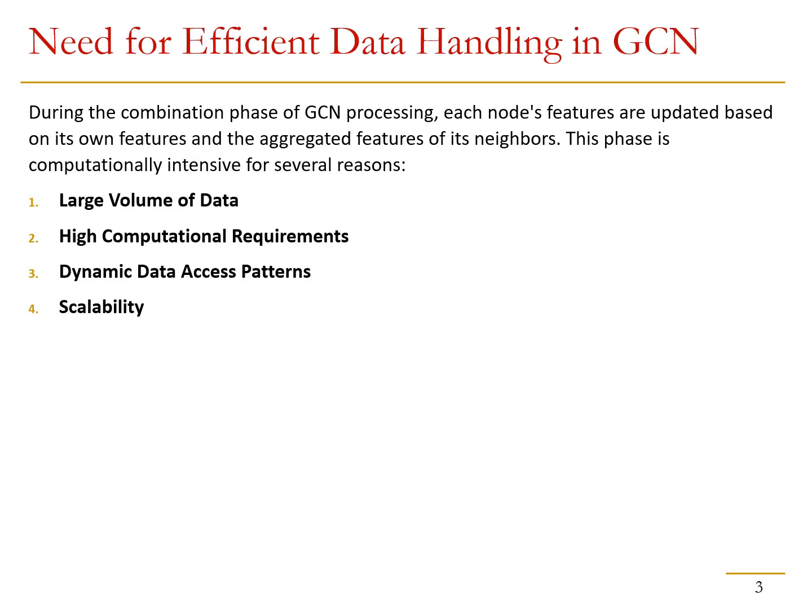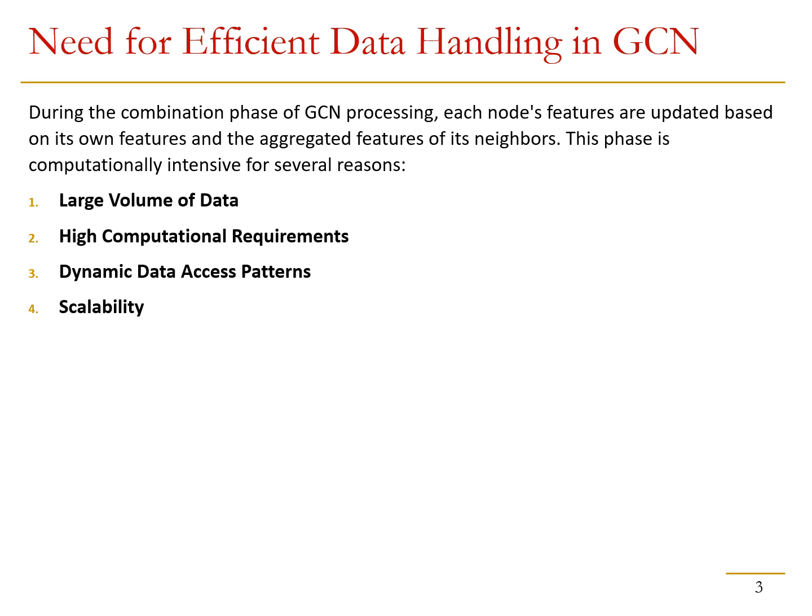During the combination phase of the GCN processing, each node's features are updated based on its own features and aggregated features of its neighbors. This phase is computationally intensive for several reasons. Number one, the large volume of data. Graphs, especially those representing complex systems or large social networks, can consist of millions of nodes and edges. Handling such a volume of data requires efficient memory management to prevent bottlenecks.